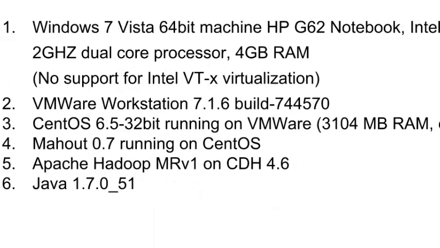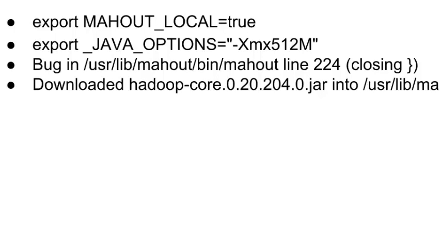In the demo, we used a CentOS 6.5 32-bit machine, which is a virtual machine on Windows 7 Vista. Mahout 0.7 and Apache Hadoop MRv1 were used along with Java 1.7. Some of the additional settings: Mahout was run in local mode, so that we didn't use Hadoop.